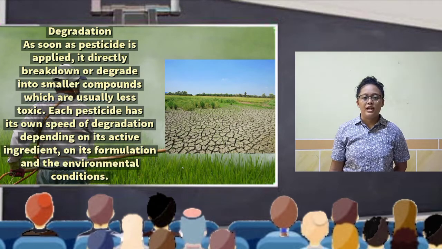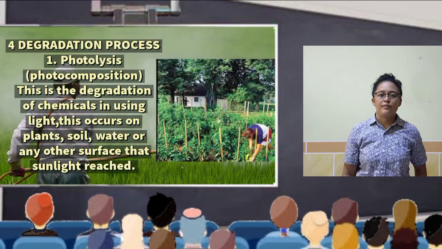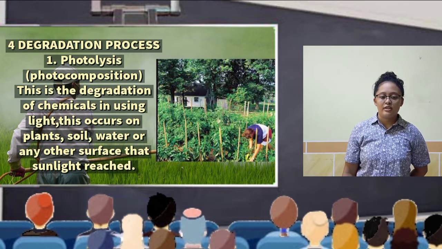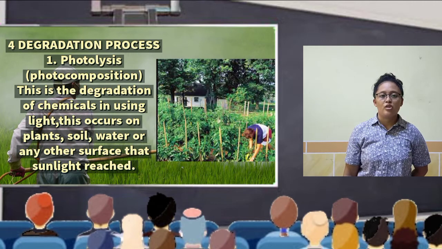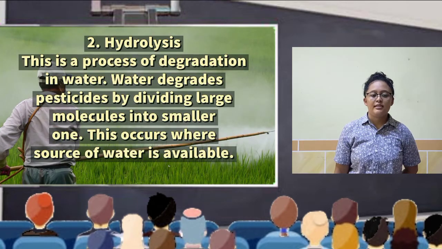Next is degradation. As soon as a pesticide is applied, it directly breaks down or degrades into smaller compounds which are usually less toxic. Each pesticide has its own speed of degradation depending on its active ingredient, its formulation, and the environmental condition. There are 4 degradation processes. First is photolysis or photodecomposition. This is the degradation of chemicals using light, and this occurs on plants, soil, water, or any other surface that sunlight reaches. Next is hydrolysis.